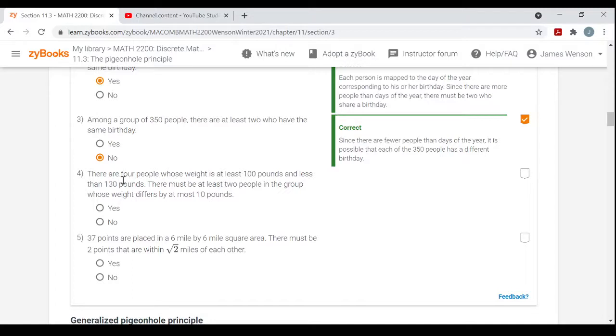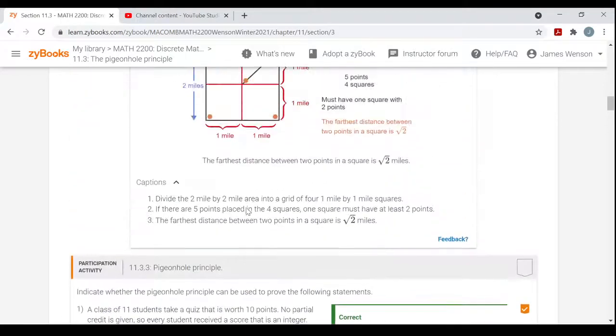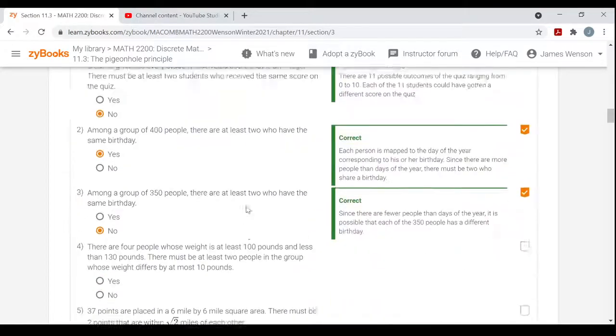How about here? There are 4 people whose weight is at least 100 pounds and less than 130 pounds. So 4 people that weigh from 100 to 130 pounds. There must be at least 2 people in the group whose weight differs by at most 10 pounds. Okay, so I'm telling you right now, this is similar to this problem here. Let me show you. I'll draw this up.